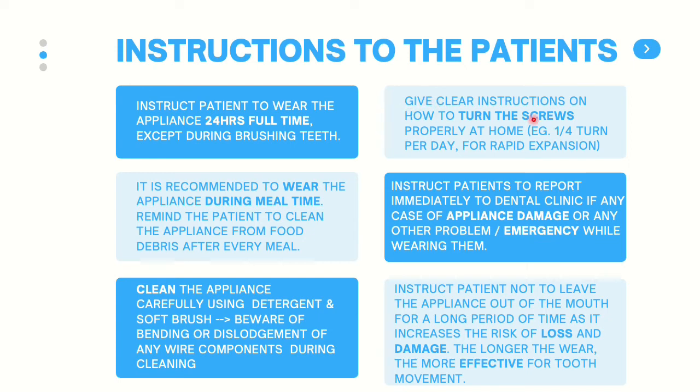And then give clear instruction on how to turn the screw if there is a screw as one of the parts of the removable appliances, and teach the patient to turn the screw properly at home. For example, a quarter turn per day for rapid expansion.